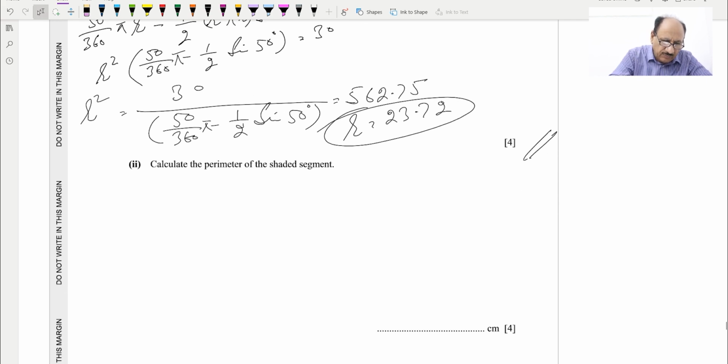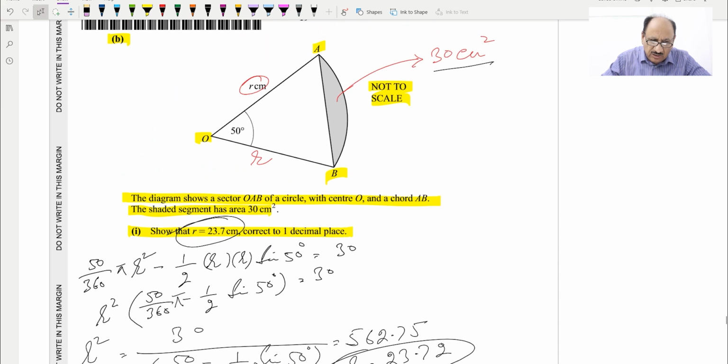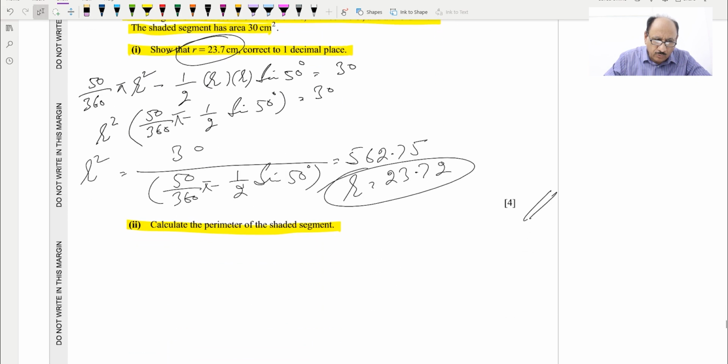Then calculate the perimeter. They are saying calculate the perimeter of the shaded region. The shaded region has a perimeter, like for example we have AB and the arc AB, both we need to add. So the arc will be what? We will be taking 50 theta over 360 into 2 pi r. For r we are writing 23.72, and this we can calculate.